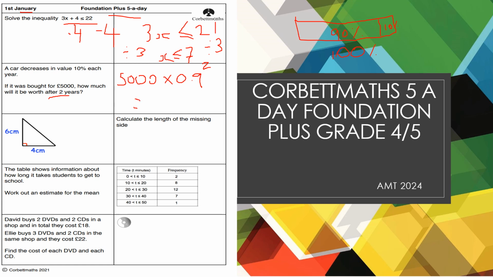So if you ping this into your calculator, you will get an answer. So it's going to be 5,000 times by 0.9 to the power of 2. Press equals, and I get the answer of £4,050.